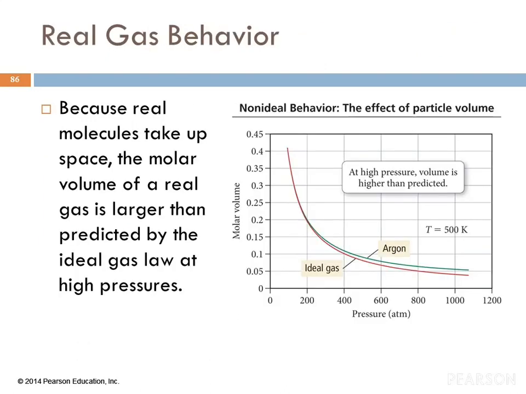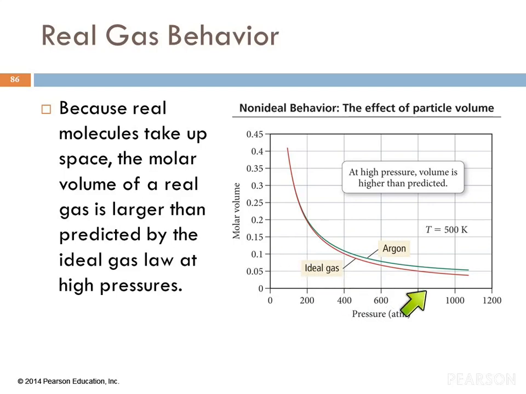So here we can see a graph of that. Real molecules do take up space. Ideal molecules don't. So as we get to high pressures, and these are very high pressures, notice 400 atmospheres. That's 400 times normal pressure. That's a lot of pressure.